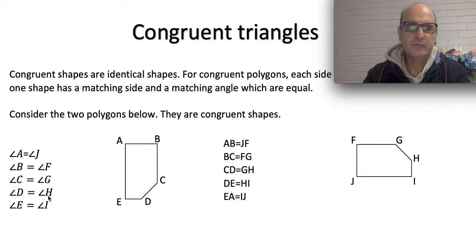The same goes for angles. Angle A from this is equal to angle J from this. Angle B from this is equal to angle F from this. Angle C from this is equal to angle G from this. And D from that is equal to H from that. And E from this is equal to I from that.